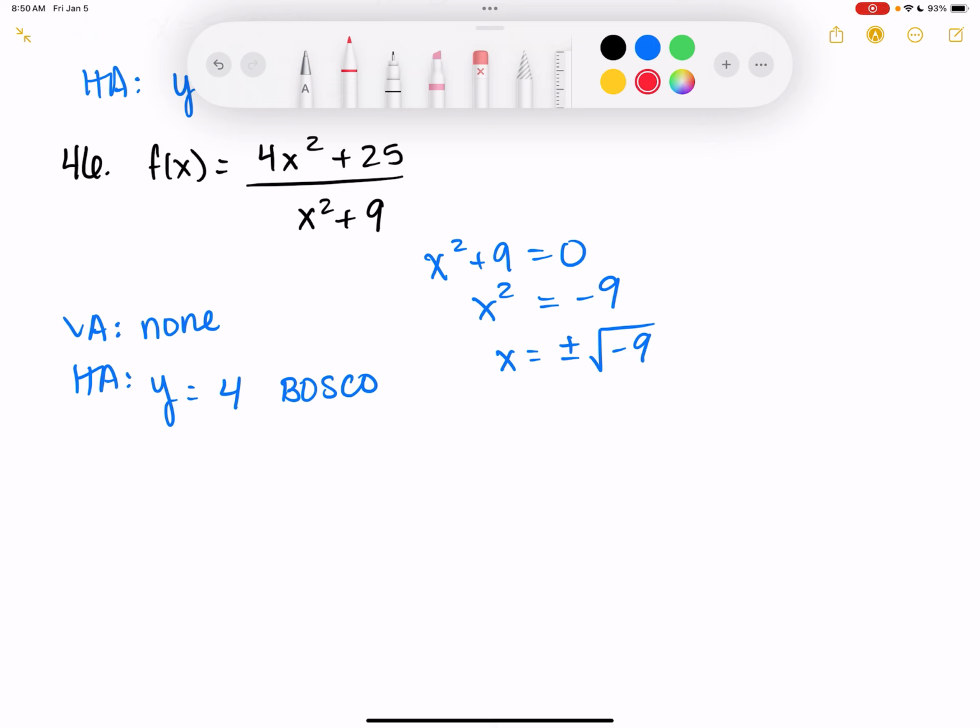All right, so your problems are 37 through 45 odd. Only one of them is going to have a slant. Yeah, one has a slant. Okay.